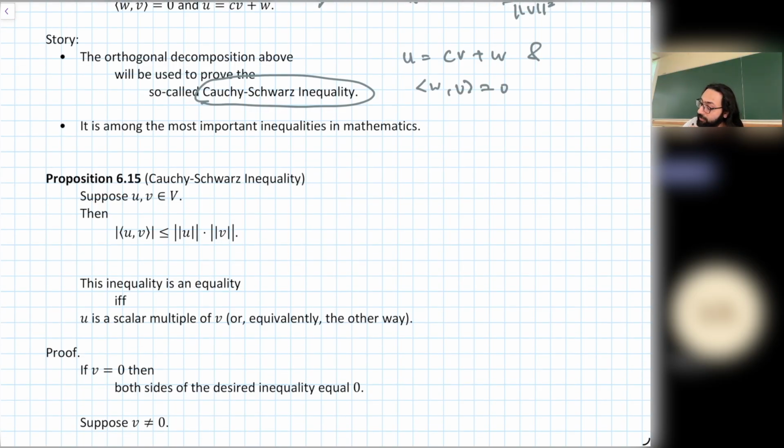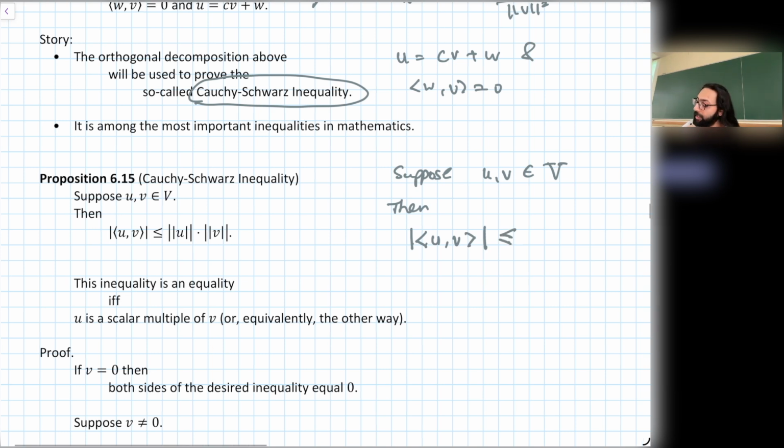So the statement is the following. Suppose U and V are vectors in the vector space capital V. Then the absolute value of the inner product of these two vectors is going to be at most the norm of the first vector times the norm of the second vector. Is the statement clear? That's a very straightforward statement.